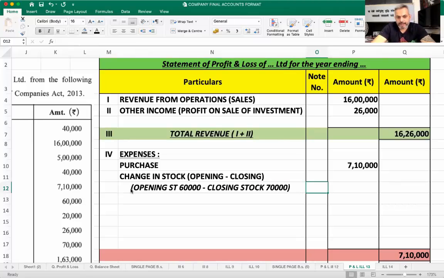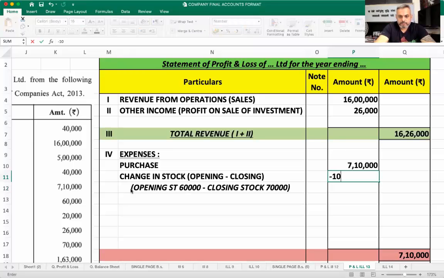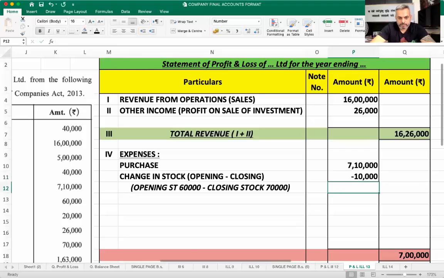So it comes to negative 10,000. So minus 10,000 over here. So minus 10,000, or you can write 10,000 in the bracket. Here please remember, opening minus closing we have to take. So here it is minus. Okay, so be careful about this. Let me highlight it in red so you know it is negative.